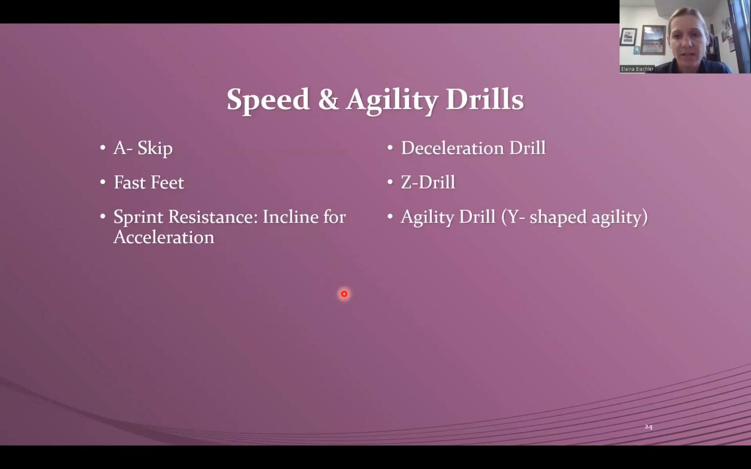Again, we'll go over some of these in class when we do this in person: a skip, fast feet, sprint resistance, incline for acceleration, deceleration drills, a Z drill, agility, and a Y-shaped drill as well. We'll go over all of these in class so that you're familiar with them if you haven't heard of them.